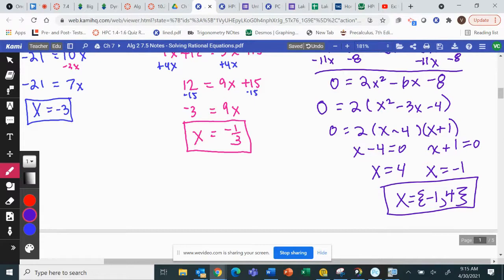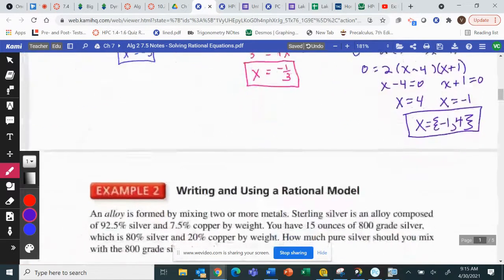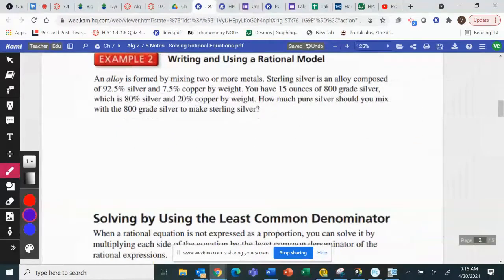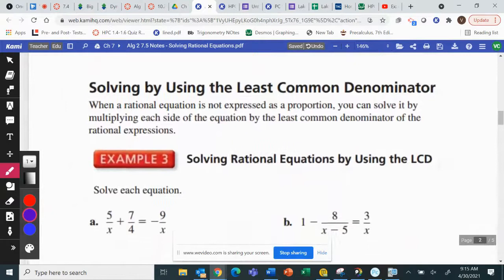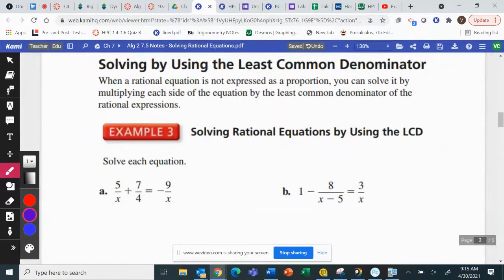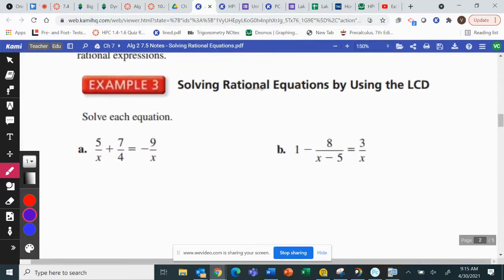Okay, now, as we were working on this, somebody said, well, what if the domain restriction is our answer? Don't worry, we'll get there. That's coming up. So example 3, we now cannot use cross multiply.